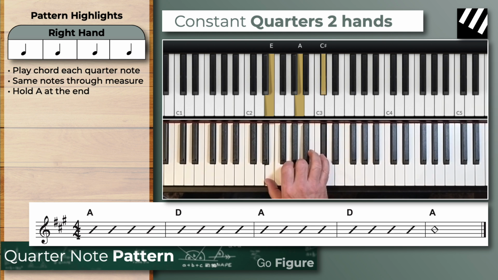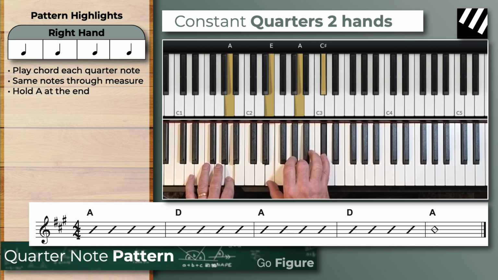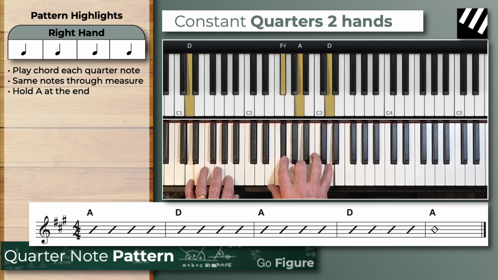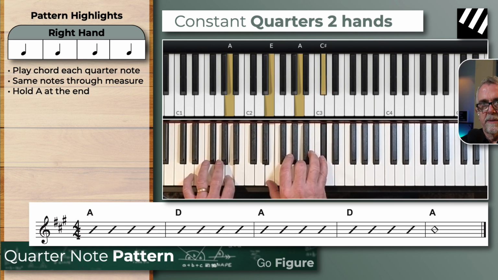C sharp, A, E. Right hand, left hand plays this A. And here comes the click. 1, 2, 3, 4. Right hand quarters, left hand whole notes. Here's a D. And finally the A, and we just hold it.